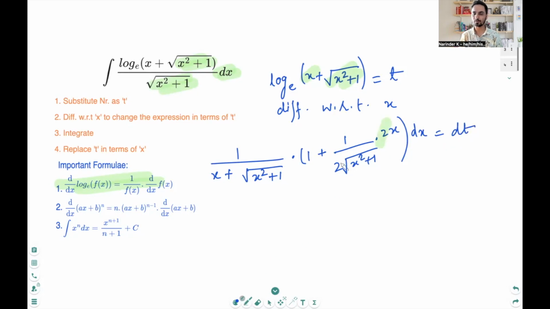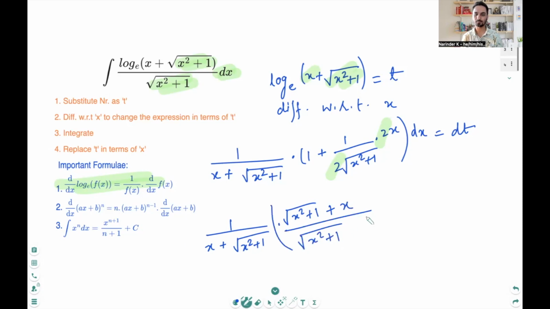Here we can cancel out 2, and simplifying further, we'll get 1 over x plus square root of x squared plus 1 times, and if you take LCM of the terms in this bracket, we get square root of x squared plus 1 plus x divided by square root of x squared plus 1 times dx equals dt. We observe that x plus square root of x squared plus 1 here and here can cancel out. So we are left with dx divided by square root of x squared plus 1 equals dt.